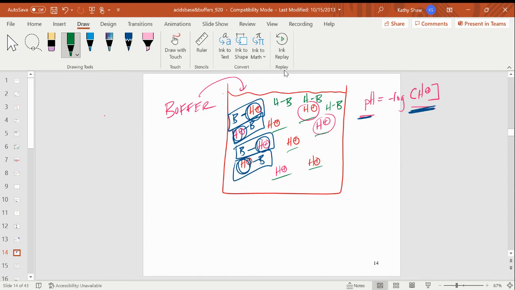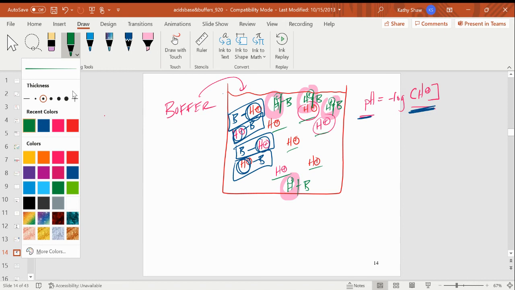So now, since I don't have enough of these floating around, I throw my buffer in and it dissociates. So this becomes a free hydrogen ion. There's another. Dissociates. This one becomes a hydrogen ion. Dissociates. Becomes a hydrogen ion. Put another one down here. Dissociates. So this becomes a hydrogen ion. So now I have another hydrogen ion. Another. Another. Another. I've gotten my count back up.